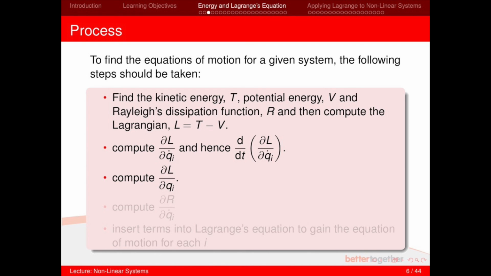You then take the derivative of L with respect to x, or with respect to qi. So anywhere there's an x dot, that will then be a constant, but all the other terms that have got x in, you need to take the derivative of L with respect to that. And then if you've got an equation for R, if R is included in the system, if you've got a damper, then you need to take the derivative of R with respect to x dot.